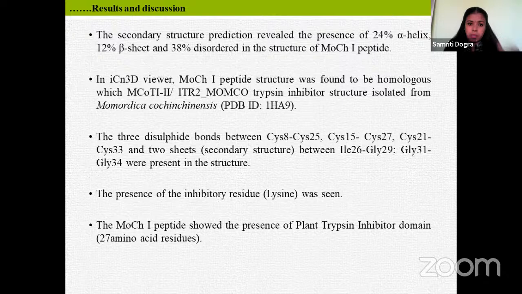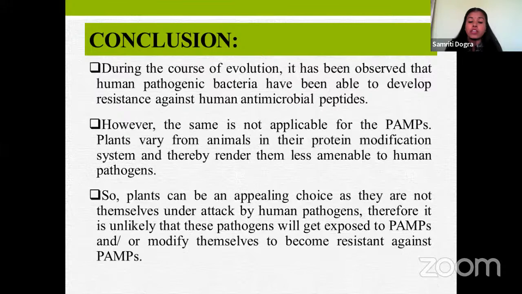So the conclusion is, during the course of evolution, it has been observed that human pathogenic bacteria have been able to develop resistance against human antimicrobial peptides. However, the same is not possible for plant AMPs. Plants vary from animals in their protein modification system, and thereby render them less amenable to human pathogens. So plants can be an appealing choice, as they are not themselves under attack from human pathogens.